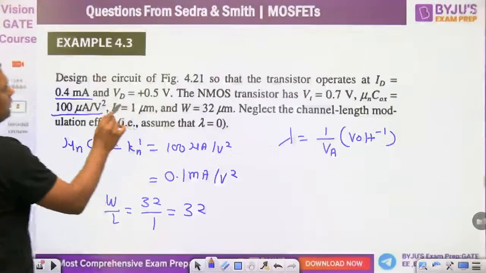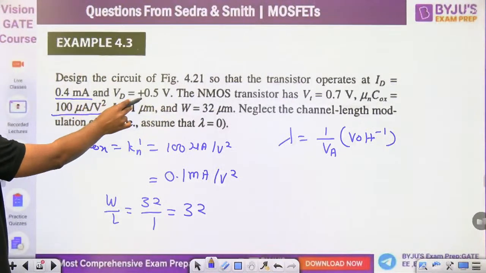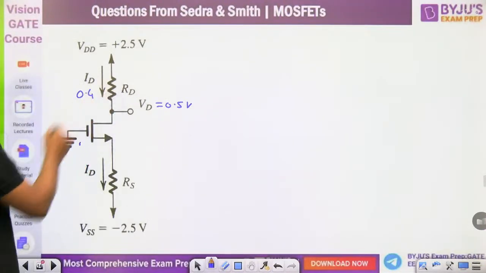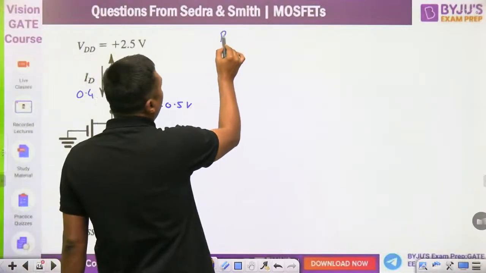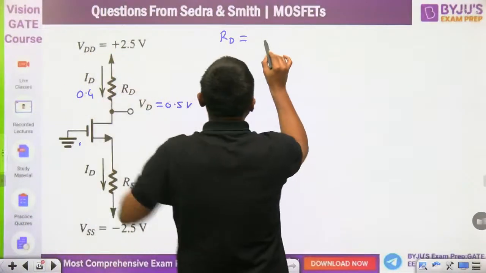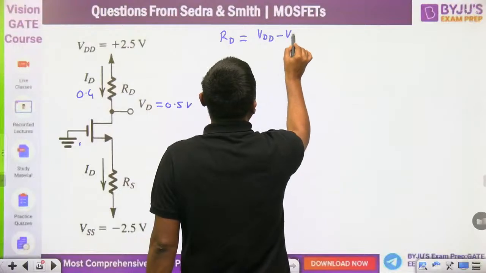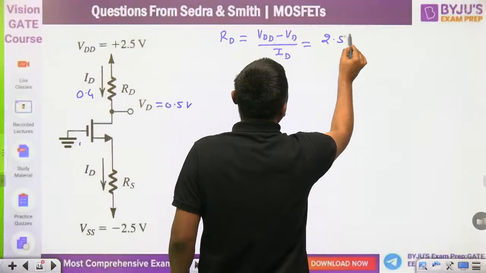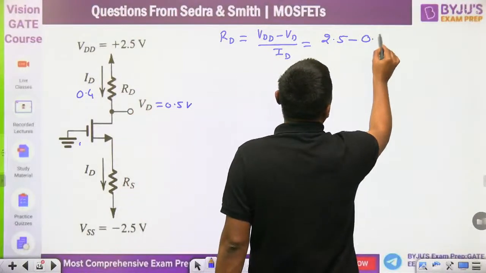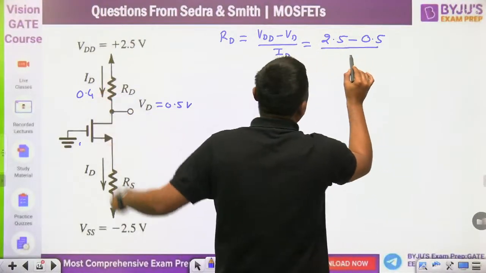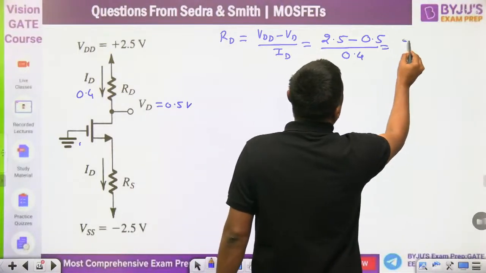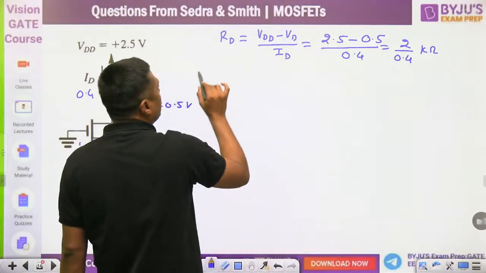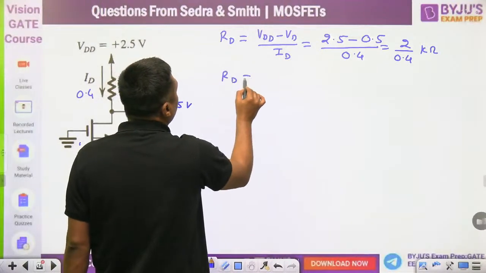Okay, that is given in the question. VD is given in the question: 0.5 volt. ID is 0.4 milliampere. Now directly you can find the RD. To find the RD, this voltage minus VD upon ID. So you can find the value: 2.5 minus 0.5 upon ID. What is the ID? 0.4 milliampere. So it will become 2 divided by 0.4 kilo ohm. Why? Because the current is in milliampere, resistor will be in kilo ohm. 20 by 4. So RD is equal to 5 kilo ohm.